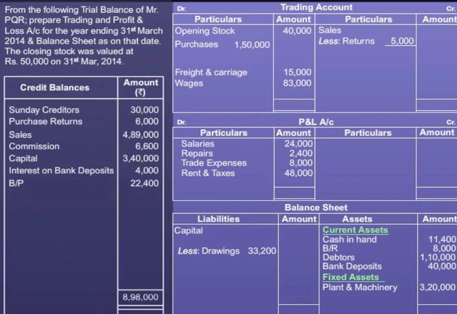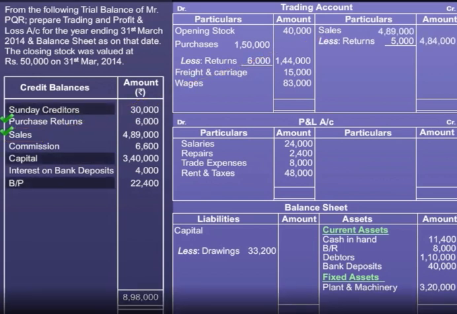Now we move on to the credit side of the trial balance. Here purchase returns is given. We show it as deductions like this. Next, you can record sales like this. Look at these items. Simply show all these on the liabilities side.